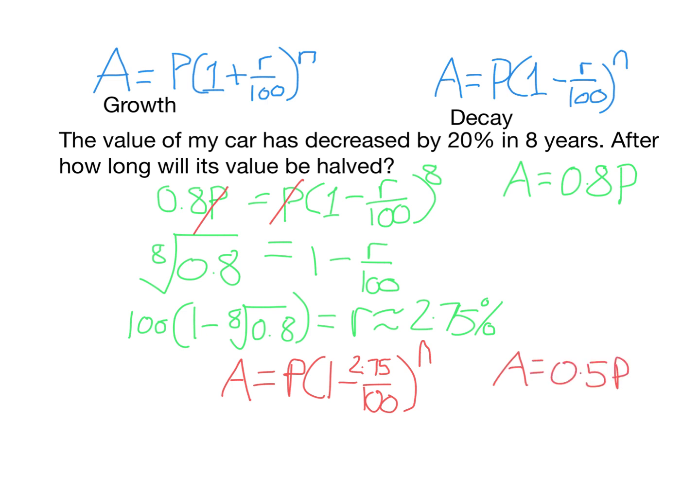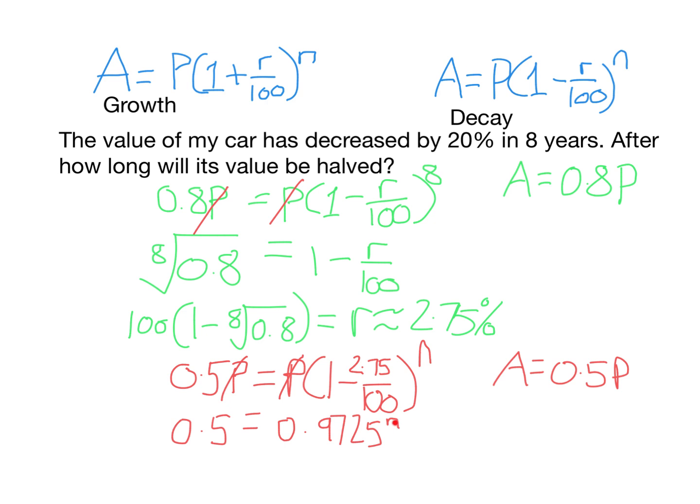So as I did when finding R, I'm going to rub out A, and I'm going to replace it with 0.5P. Once again, that allows me to cross out the P's, dividing each side by P. So, just rewriting this a bit easier to work with, 1 minus 2.75 over 100 gives me 0.9725. So now I need to solve this equation here.